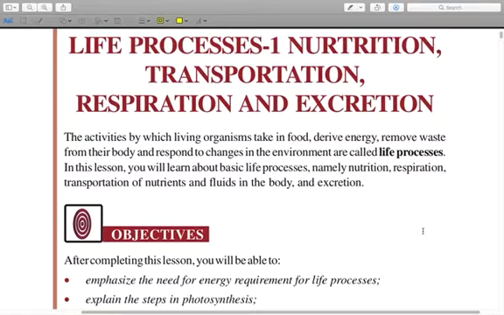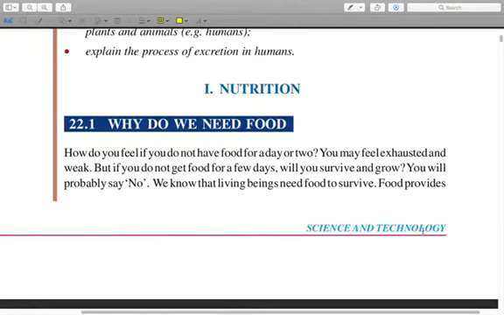Okay, in this lesson, inshallah, we'll see these things that are nutrition, respiration. I hope you know what is respiration. That is, we inhale oxygen and exhale CO2 because we need to breathe to survive. Okay, so inshallah, the first one is the nutrition. We all know that we have to take food. Why do we need food? Because we have to survive.